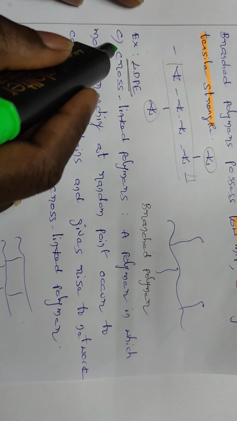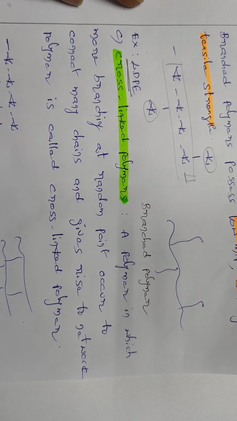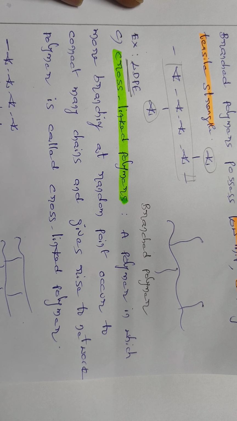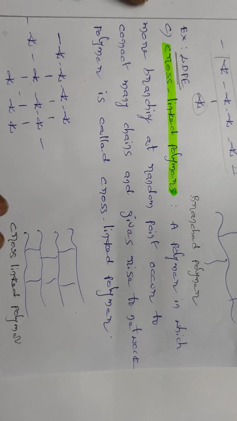And then the third one is cross-linked polymers. So what are cross-linked polymers? These are the polymers in which more branching at random points occurs to connect many chains and gives rise to a network polymer, which is called a cross-linked polymer.